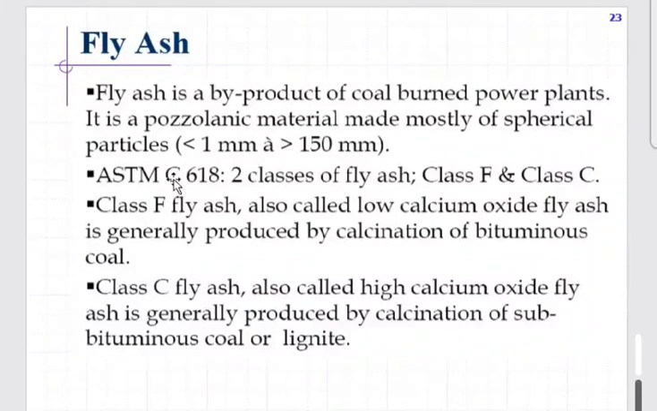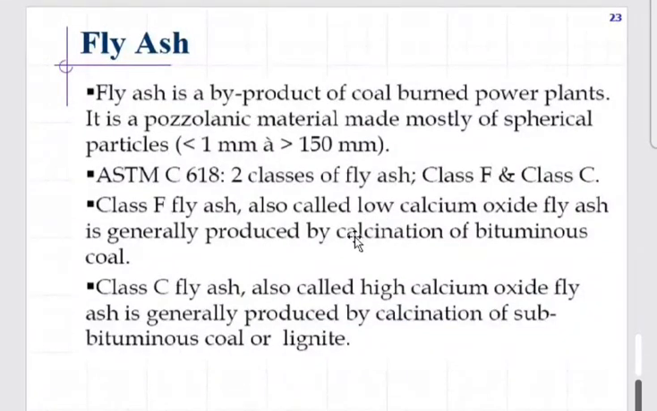There is a standard through which we can classify the fly ash. That is called ASTM C618. There are two classes of fly ash, class F and class C. Class F is called low calcium oxide fly ash, and class C is called high calcium oxide fly ash. This is actually the first one.